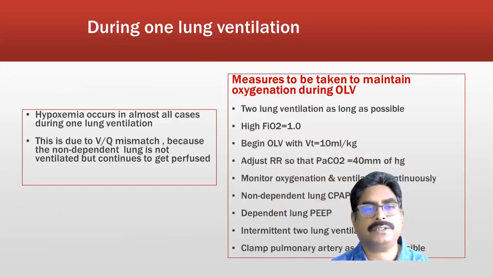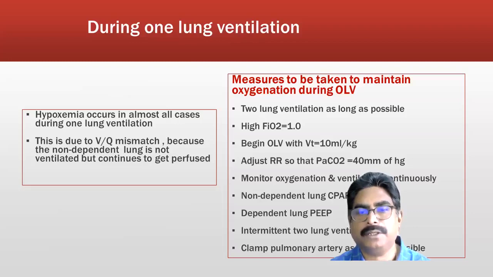During one lung ventilation, most of the time hypoxia occurs. This is due to VQ mismatch, because the non-dependent lung is not ventilated but continues to get perfused. So during hypoxia in one lung ventilation, you have to go for two lung ventilation as long as possible. Use high FiO2, 100% oxygen, and begin one lung ventilation with 10 ml per kg tidal volume and adjust the respiratory rate to keep the PaCO2 at 40 mm of mercury. You monitor oxygenation and ventilation simultaneously.